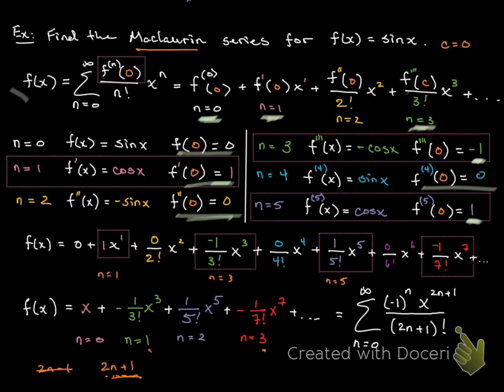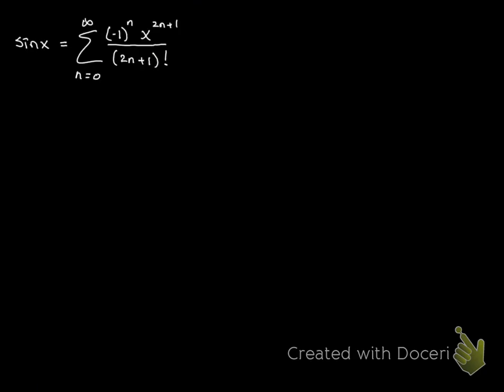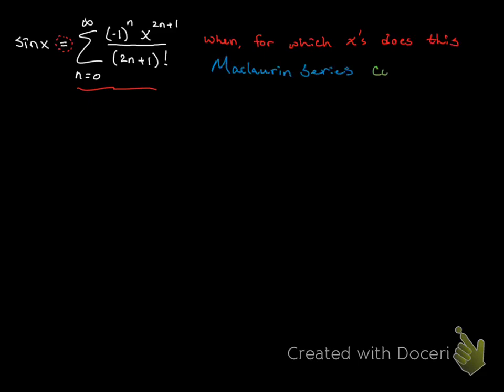Okay? So what we've shown here is that by the formula for Maclaurin series, I found these coefficients. I found the derivatives, the n derivatives evaluated at the center, and I've collected those in this nice little summation notation. So what we've got is that sine of x is exactly equal to that summation. I want to know, is this really equal, and for which x's? Does that series converge? For which x's does this Maclaurin series converge?